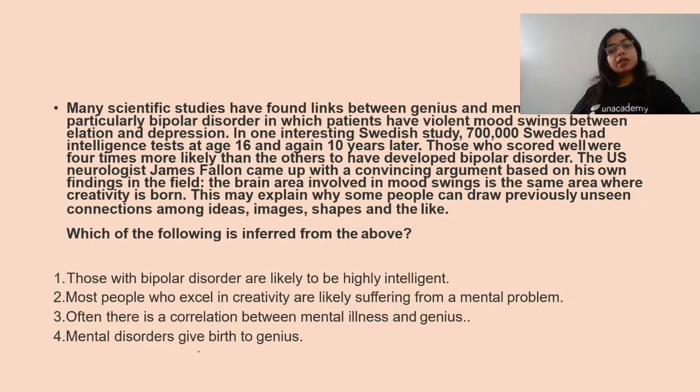In one interesting Swedish study, 700,000 Swedes had intelligence tests at the age of 16 and then again at the age of 26. And those who scored well were 4 times more likely than the others to have developed bipolar disorder. So they're saying that those who scored well, meaning those whose IQs were better, were more prone to having developed bipolar disorder. And now, the US neurologist James Fallon came up with a convincing argument based on his own findings. He said that the brain area that is involved in mood swings is the same where creativity is born. That's why we can see that some people can draw previously unseen connections among ideas, images, shapes, and the like.